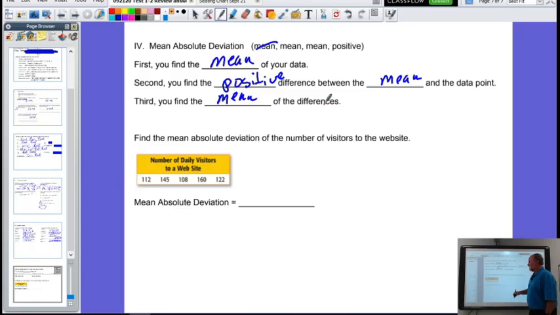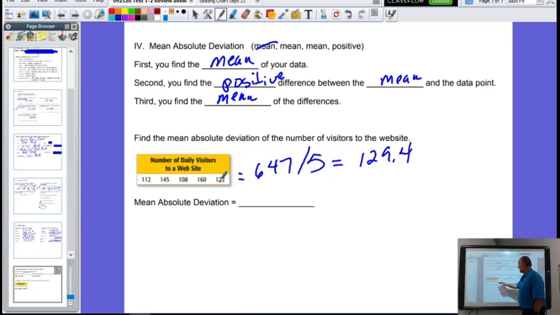Okay, so the first thing you have to do is you've got to add up all of these numbers. And when you add up all of those numbers, if you add them up correctly, you end up with 647. Now what we do with that is we take that amount and we divide by 5 because there are 5 data points. And we find out that our mean is 129.4. So we take each one of these data points and we subtract this number from it. Okay, so when you do that, you end up with a series of values. But what we want is the positive version of that.